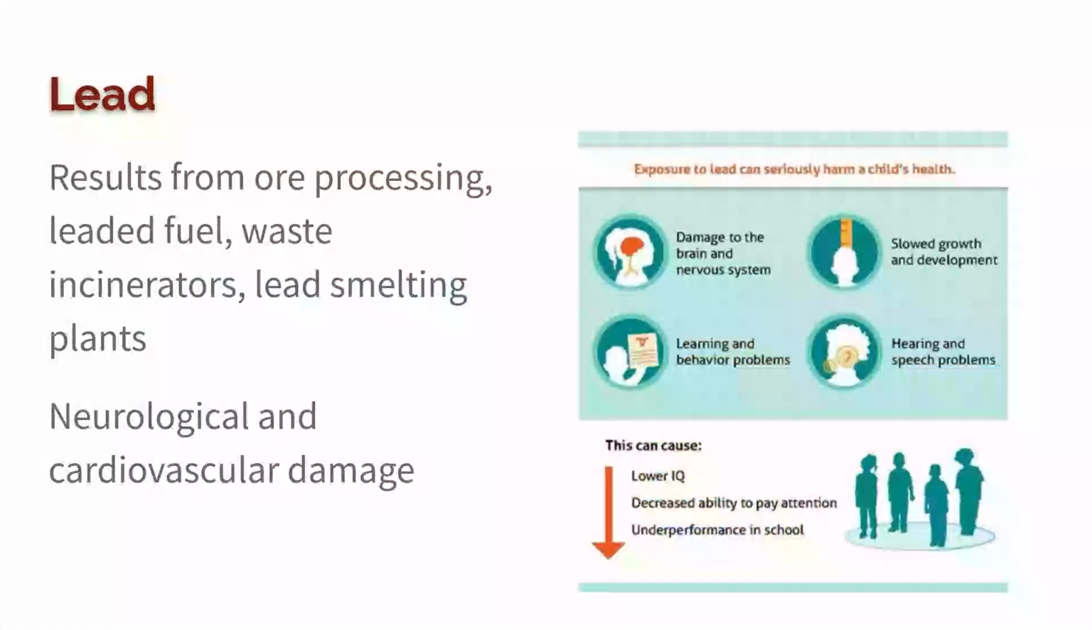Lead used to result a lot from leaded fuel, but they have put in restrictions so that lead has been taken out of gasoline. There are some fuels you might still find it in. But for the most part, it comes from ore processing, lead smelting plants, waste incinerators, things like that. It is a neurotoxin, so it causes neurological damage and also causes cardiovascular damage and then just a whole host of issues. That's very bad.